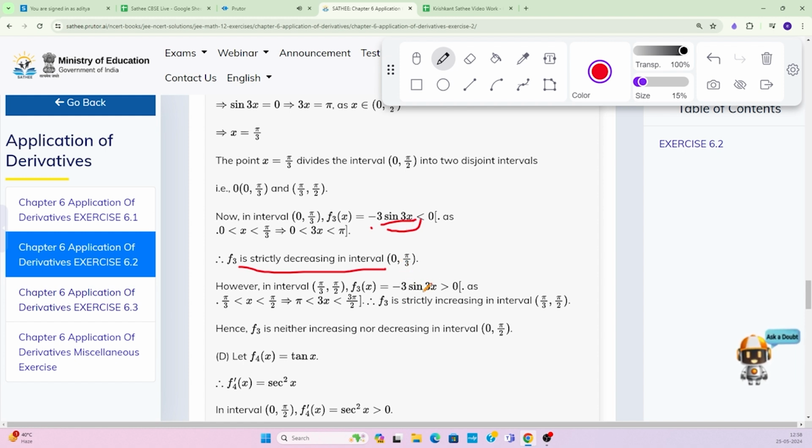The sine x is still positive. Sine 3x is still positive. So this means positive multiplied with negative will give you negative. Okay, clear?